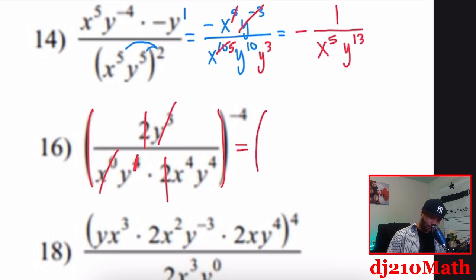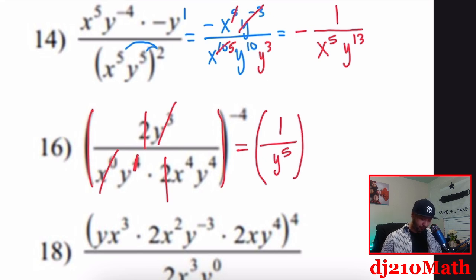So inside the parentheses, in the numerator, there's nothing left, right? So it's a 1. Denominator, what do we have? A y and a y4. So you add them. 4 plus 1 is 5. And x to the 4. I'm going to write it in the front. X to the 4. All of this to the negative 4 power. Can't forget about that.